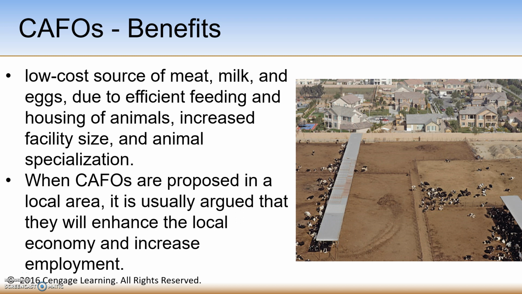A CAFO is a term coined by the EPA for large concentrated animal feeding operations. If an animal feeding operation has more than 1,000 animal units, then it's considered to be a CAFO. So this is the equivalent to 1,000 head of beef cattle, 700 dairy cows, 2,500 swine, or maybe 125,000 chickens, or 82,000 hens that lay eggs. If they are on a particular site for more than 45 days, then that site will qualify as a CAFO.